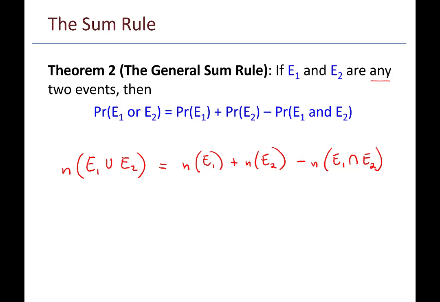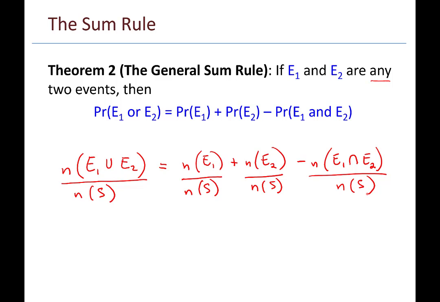Oh, but now look at this. What if I divide both sides by the size of the sample space? There. Well, that's exactly what I have on the right side of the equation up above. And so there it is. There's our proof of the general sum rule.